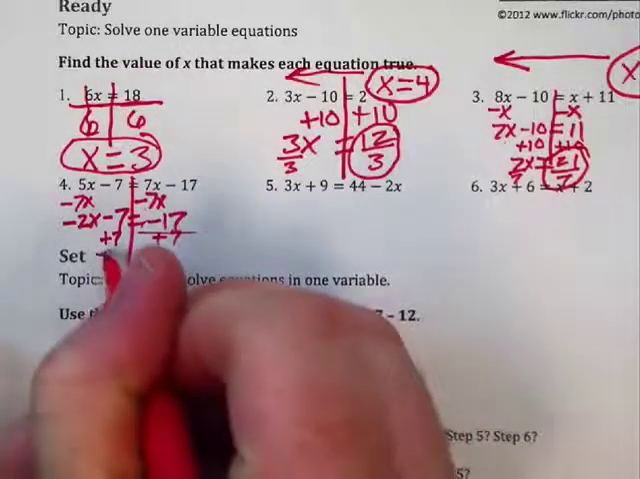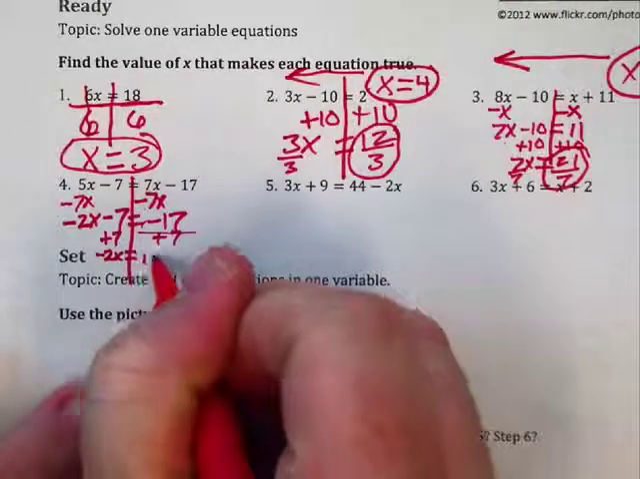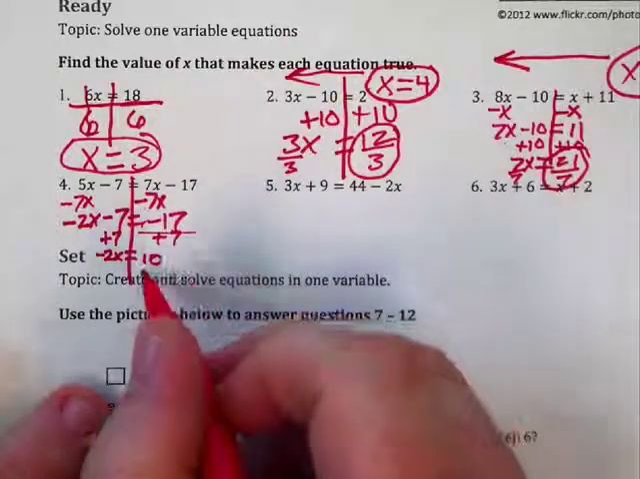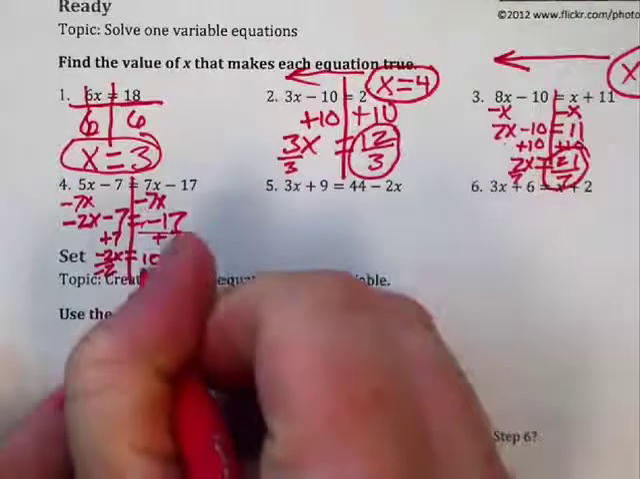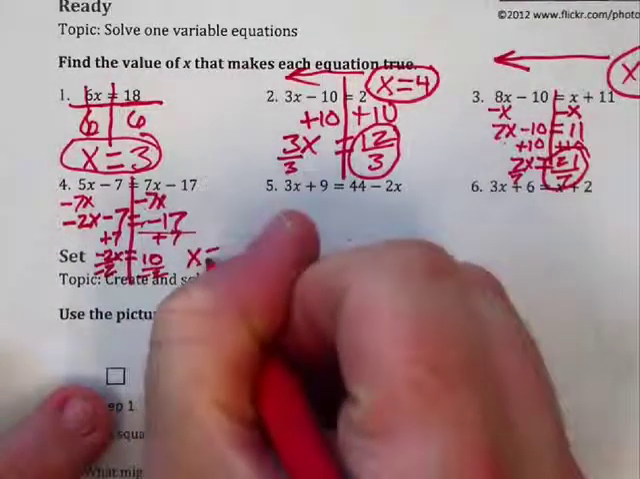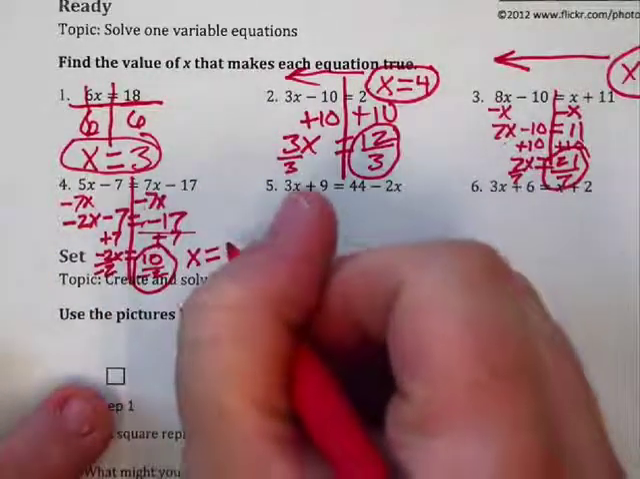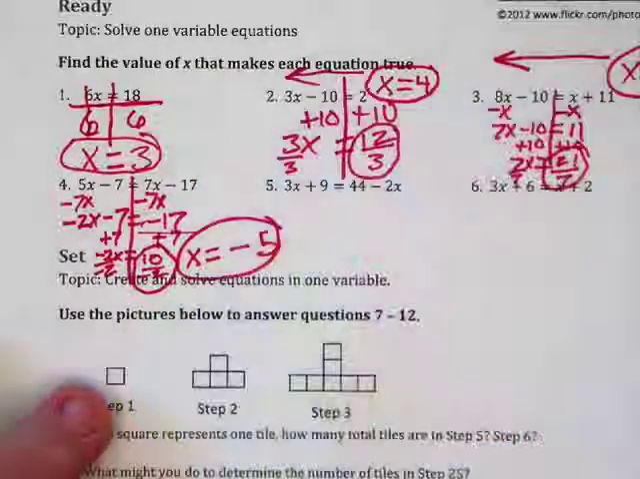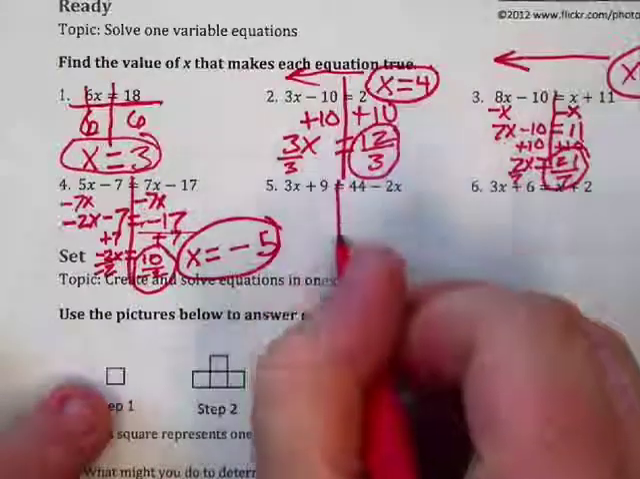And we're left with negative 2x equals 10. Negative 17 plus 7 is 10. And if we divide by negative 2, we see that x equals either 10 over negative 2 or negative 5. Okay, moving on to the next one.